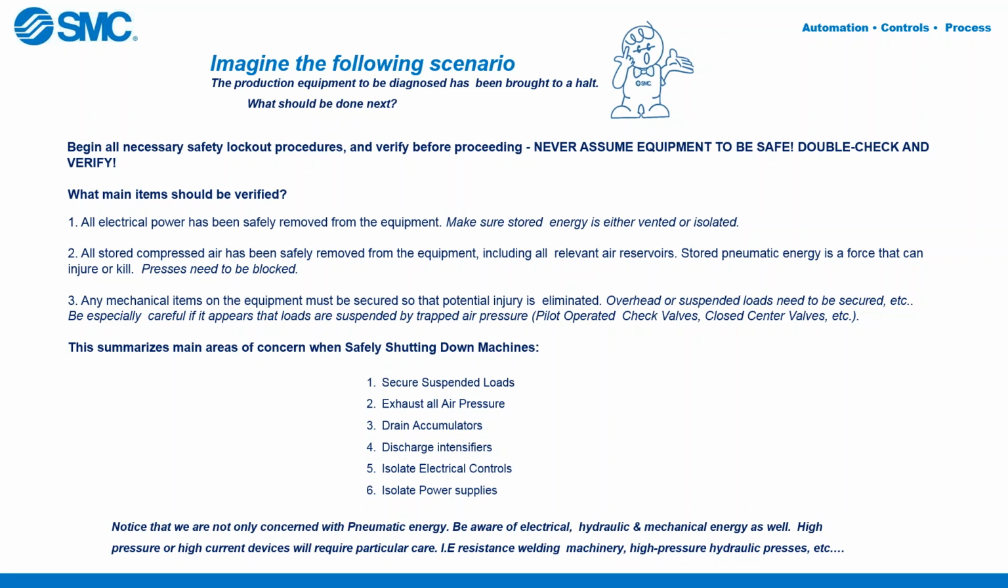Compressed air has been safely removed. Double check if there are air reservoirs. Those are certainly things to check. Look for check valves. Look for any kind of stored pneumatic energy. Presses, of course, are things with not only pneumatic energy, but weight due to gravity, which need to be blocked or pinned in a safe state.